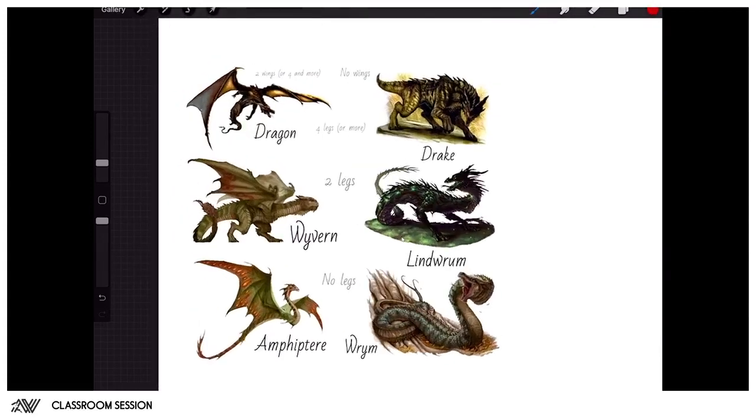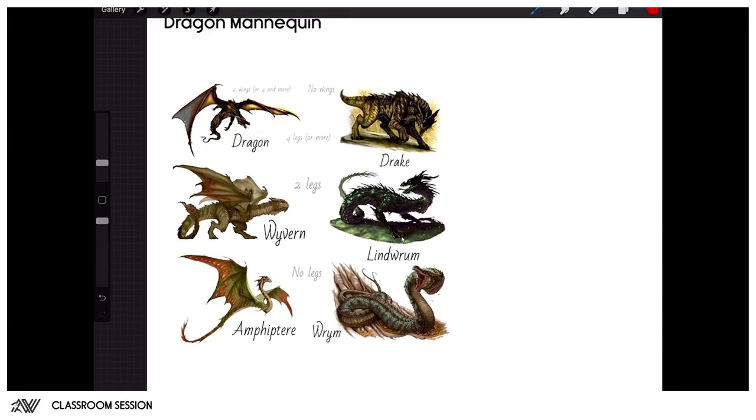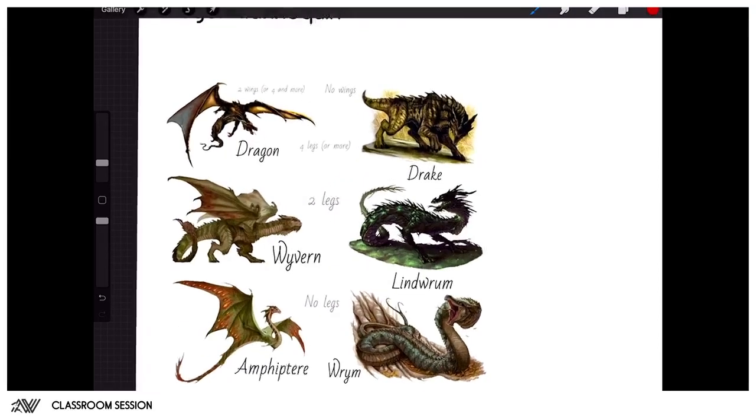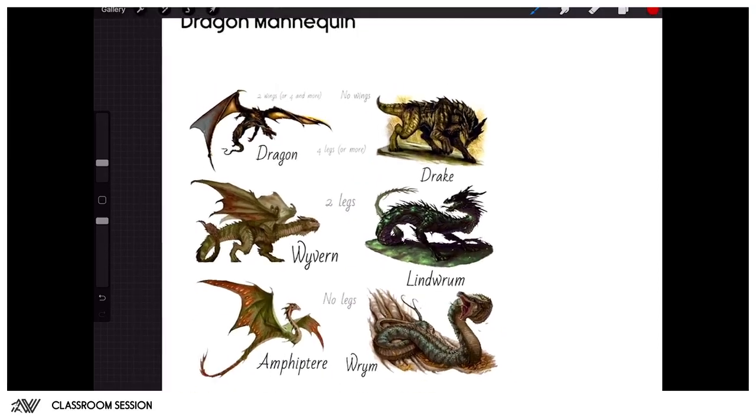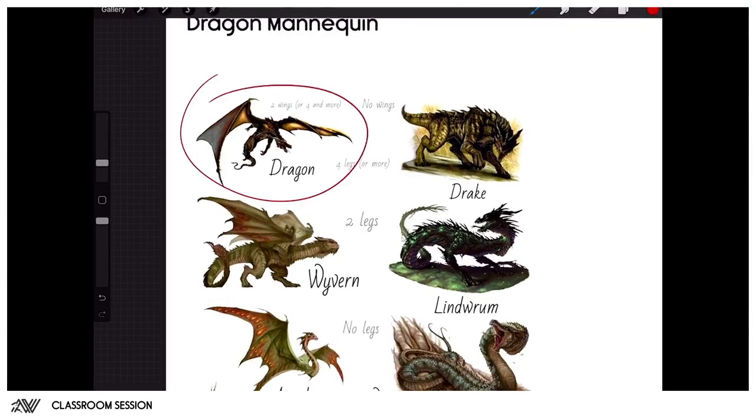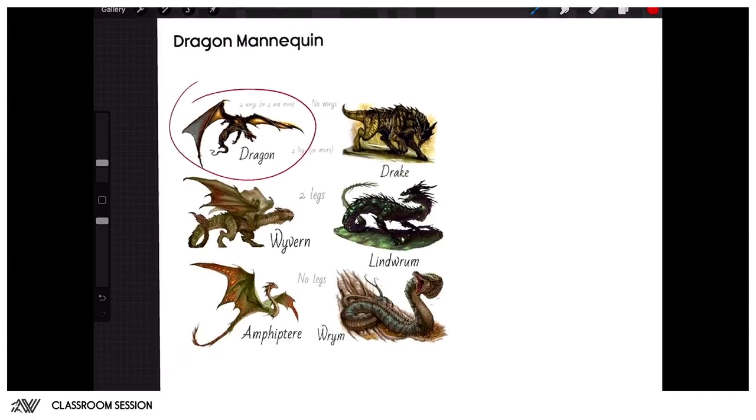Most of you that are dragon fans, you know that there are multiple kinds of dragons. Not everything is actually a dragon. We have different categories. We have dragons, wyverns, amphipteres, lindworms, drakes, wyrms, anything in between. Now, the cool thing is actually that most of these dragons are just a variation of these two, right? And actually, to be more specific, just this one.